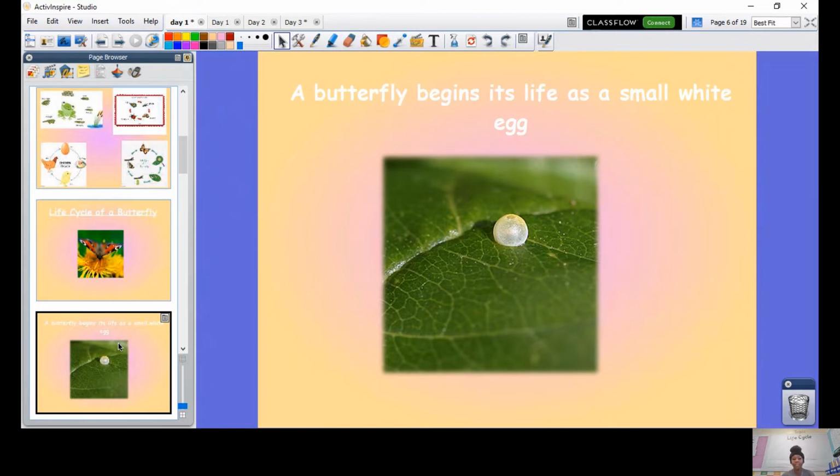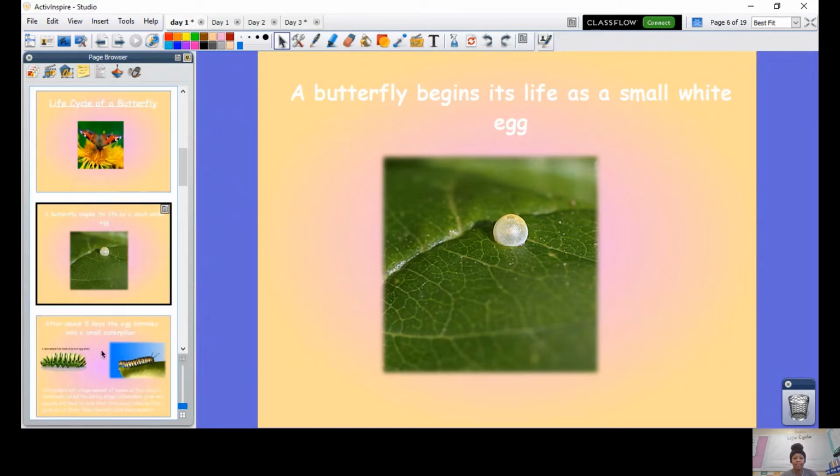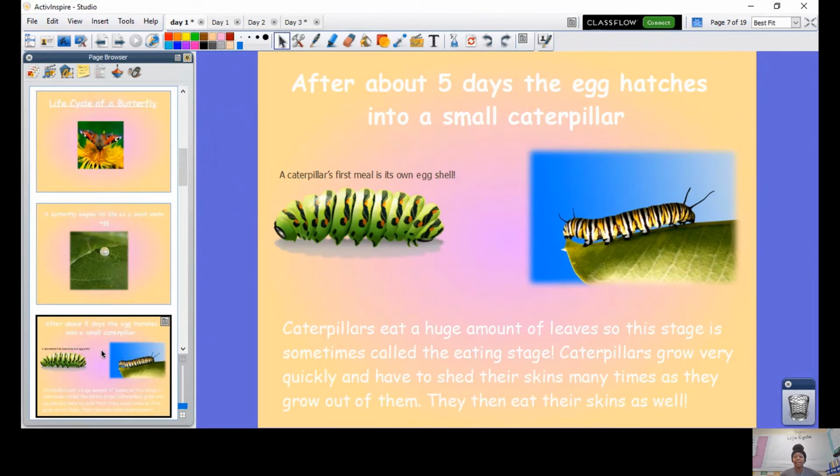So it's just an egg. Can you say egg? Egg. Perfect. So that is the first stage of a butterfly's life. Then, after about 5 days, the egg hatches into a small caterpillar. So can you say caterpillar? Caterpillar. Fantastic. So we have egg, then we have a caterpillar, and the caterpillar's first meal, believe it or not, is its own eggshell.